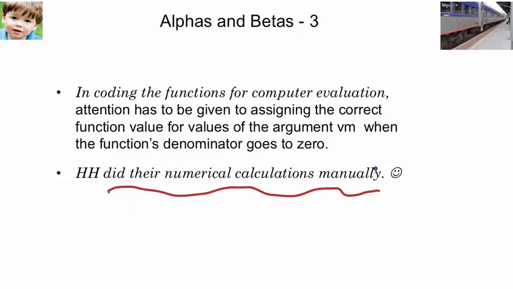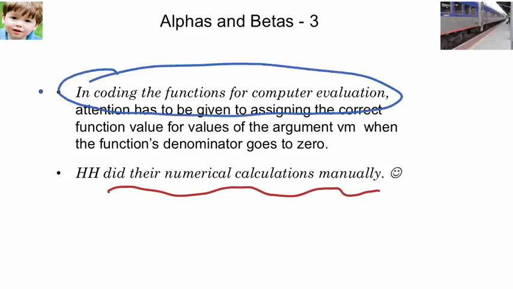On the other hand, when one codes these functions for computer evaluation, as is now done most of the time, most alphas and betas nowadays come out of a computer program, you have to watch out for these singular points, and you have to be, in particular, sure that you code something in there to take care of the case where the denominator of the expression goes to 0, which from time to time it does.